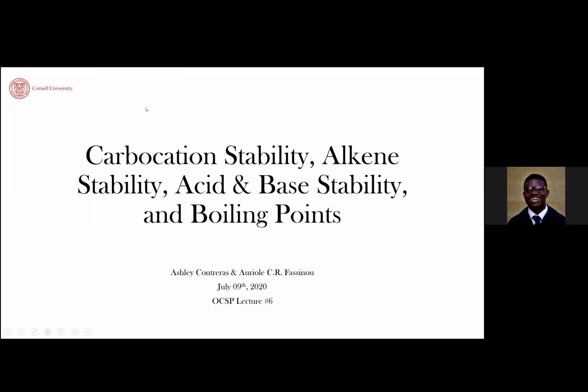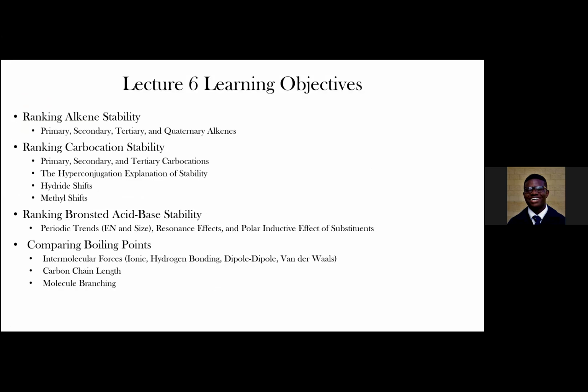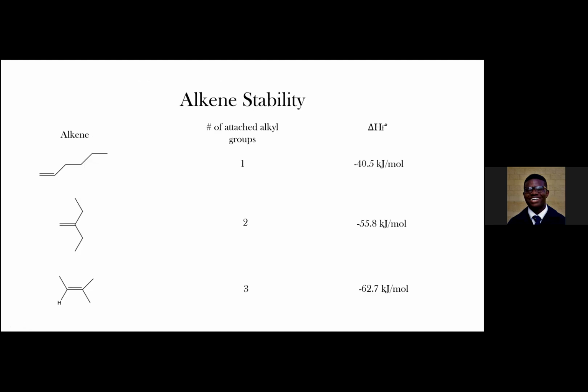Okay, so today we're going to be talking about carbocation stability, alkene stability, and then Ashley's going to take over with acid and base stability and boiling points. To start off with our learning objectives, we're going to first move into alkene stability and think about how we can rank alkenes in terms of what we've seen in reactions. Then we'll move on to carbocation stability and how we rank carbocations to know what's going to be the most preferred carbocation in a reaction.